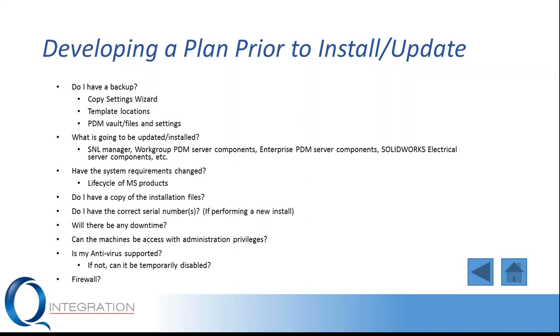Next, we need to look at the system requirements. Have our system requirements changed? This is very, very important, because if we go through with part of an install on some of our components and then realize that maybe one of our operating systems for a machine is no longer supported, we might have to fall back to the previous version. And so it's important to take a look at SolidWorks website and take a look at the system requirements page there for what is supported for the version that you are going to update to or install with.